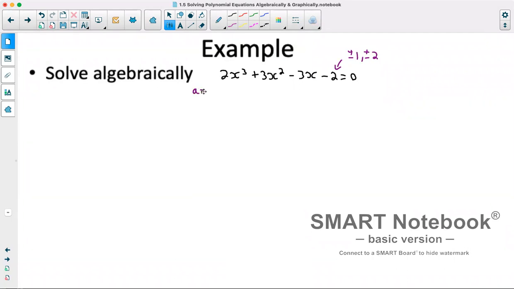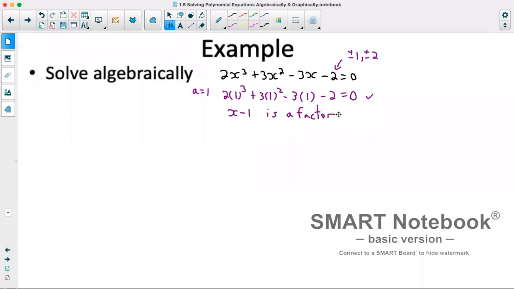So we'll try a equal to 1. We have 2 times 1 cubed plus 3 times 1 squared minus 3 times 1 minus 2. So 1 cubed is 1, times 2 is 2. Once again, 1 times 3, so that's 2 plus 3 is 5, minus 3 is 2, minus 2 is 0. So we know that x minus 1 is a factor.